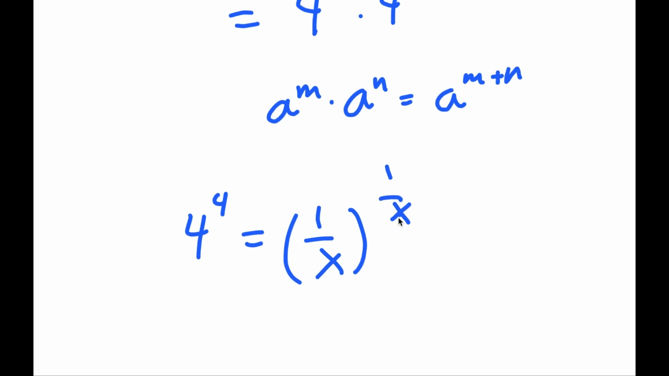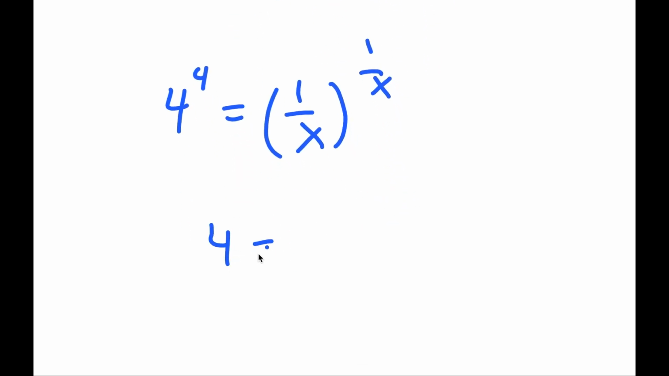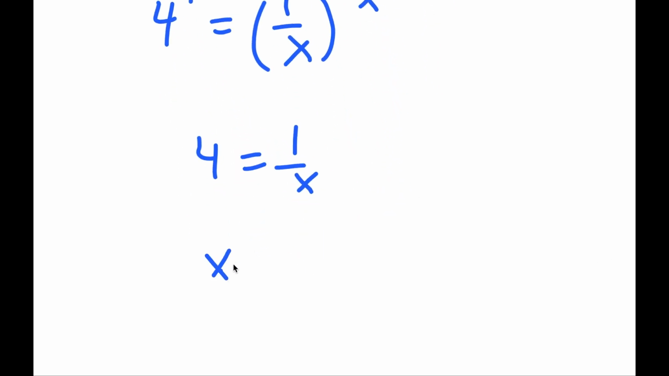So this means that 4 is equal to 1 over x, and x is equal to 1 over 4. So this is my solution.